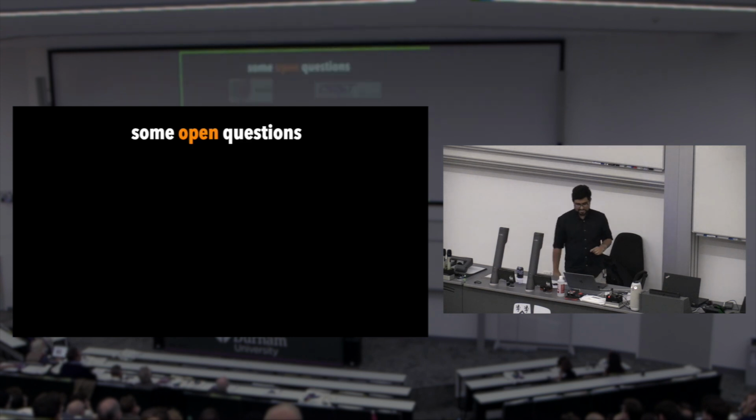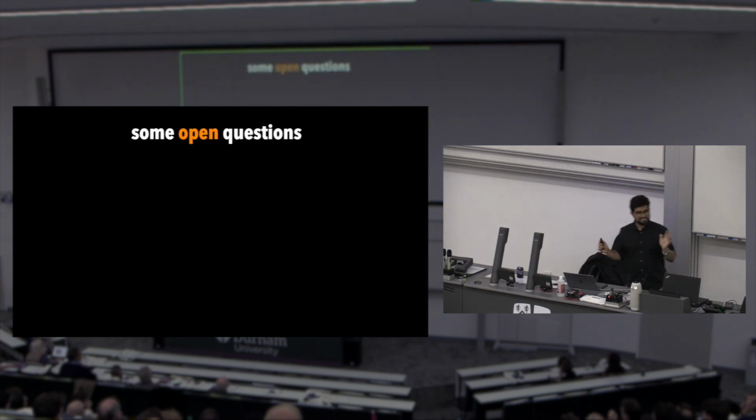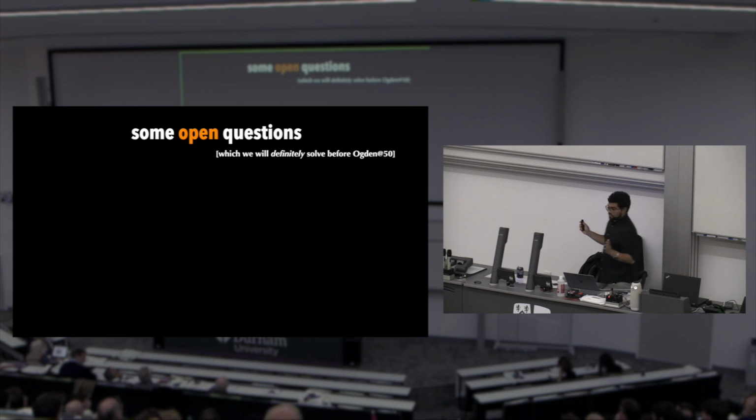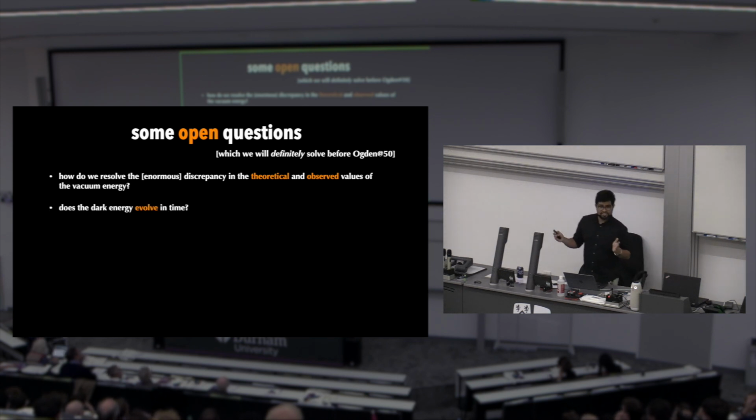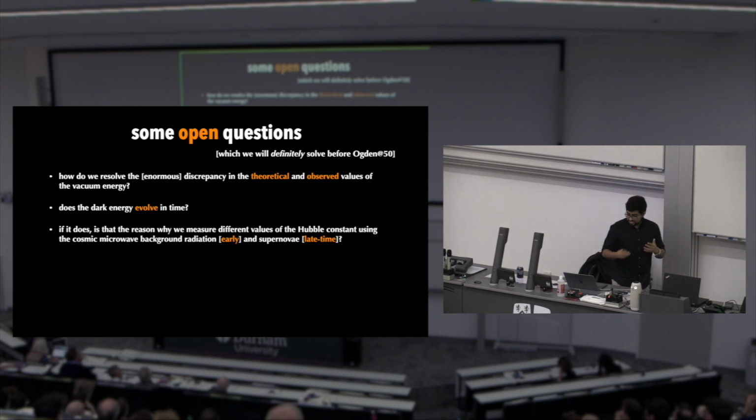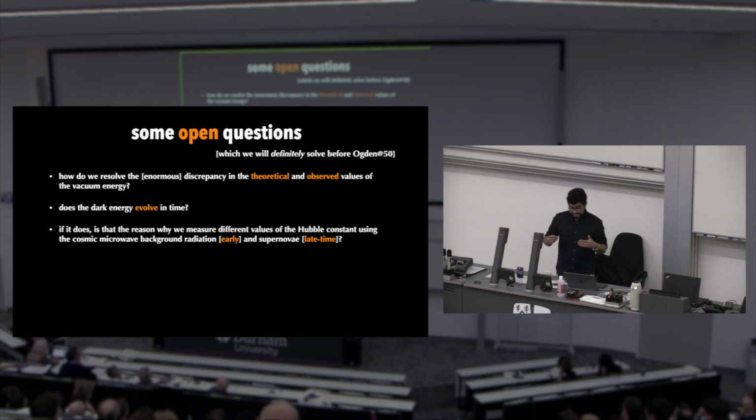So, in my last slide, here are some open questions that still remain, which I'm sure we will answer in due time. So, number one, how do we resolve this enormous discrepancy between the theoretical and the predicted, perhaps, value of the vacuum energy? Does the dark energy evolve in time? And if it does, is that a reason why different ways of measuring the value of the Hubble constant using late time or early time cosmology give us different answers?